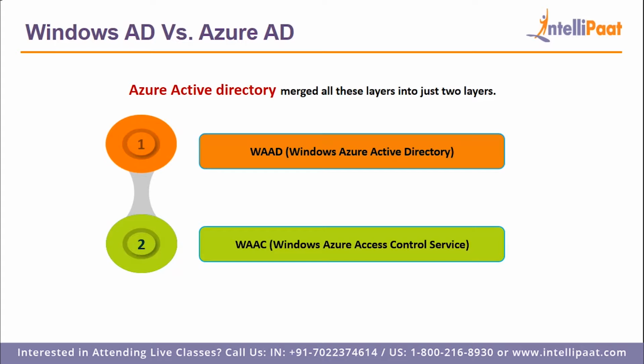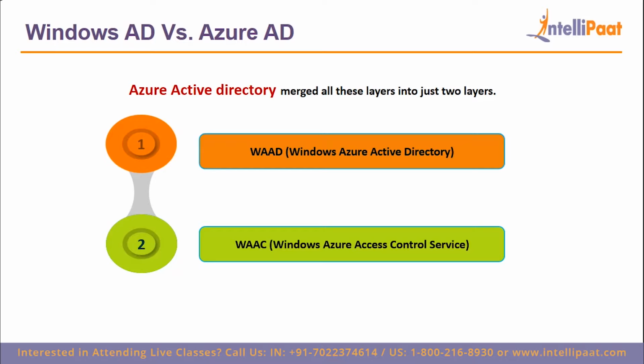The WAAD layer combines all the 5 layers of Windows Active Directory. That means it does all the tasks that were previously done by 5 different layers in Windows Active Directory, and it is the ultimate identity management layer. The second layer, WAAC, enables federation for all of the services of an organization. Since it's Azure Active Directory, we are using single sign-on to access different Azure services, right? So for that, the WAAC layer was introduced in Azure Active Directory. So these are the 2 layers.